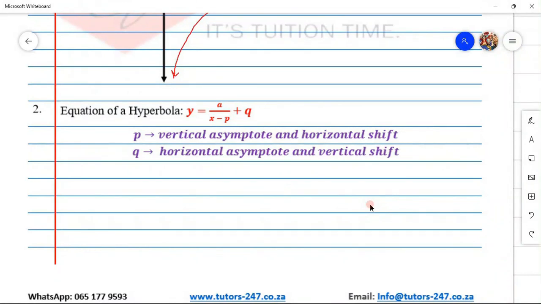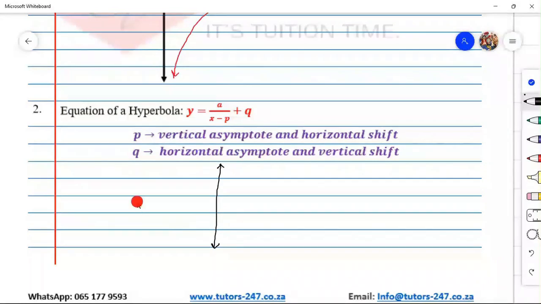Our value of p represents our vertical asymptote, an asymptote being a line on a graph that the graph does not touch. And q represents our horizontal asymptote. So here is a quick representation of our different asymptotes. If we have this axis over here, and as an example, we have p equals 2 and q equals, let's make it, -1.